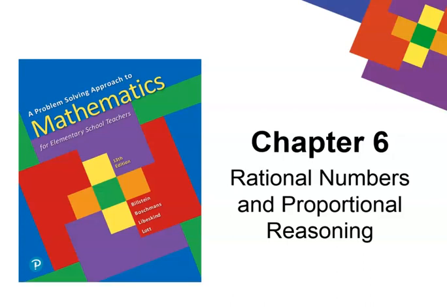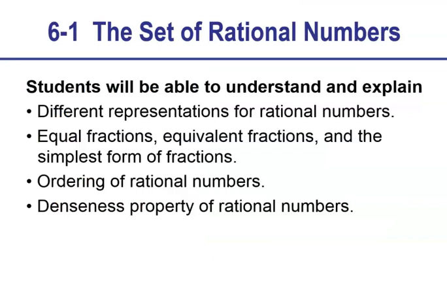Hello teachers, we get to start a new section today, or a new chapter, chapter 6, which is rational numbers and proportional reasoning. And in section 6-1, the set of rational numbers is what we're going to talk about. When we finish this section, you should be able to differentiate representations for rational numbers. We're going to talk about equal fractions, equivalent fractions, and the simplest form of fractions. We're talking about ordering of rational numbers and the denseness property of rational numbers.